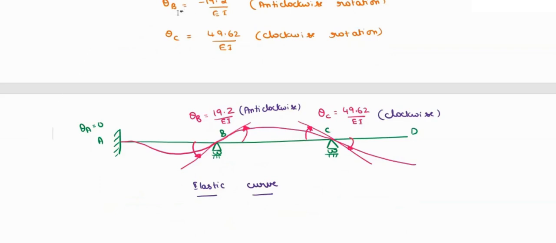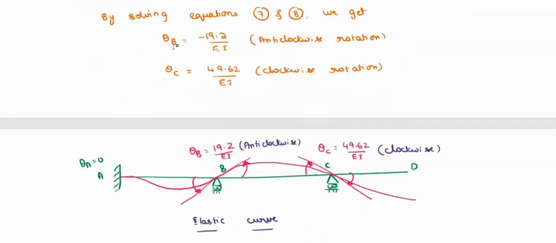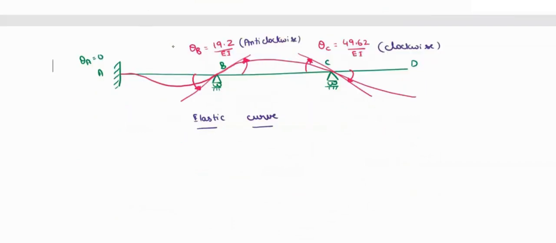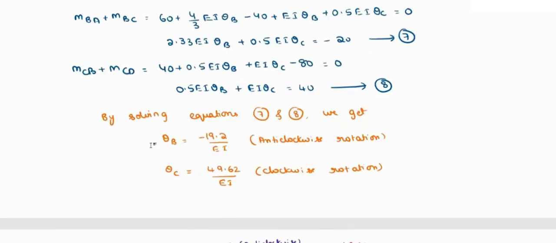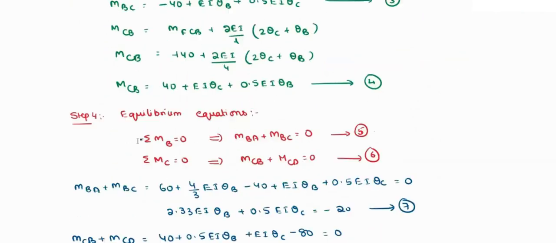Now, by getting these theta B and theta C, now you are going to calculate your final end moment. So here we have seen till equilibrium equations. So next step, what we are going to do is step 5. So that will be your final end moment. So step 5 is final end moments. So how you're going to get your final end moments? So we have here MAB, MBA, MBC and MCB. So by using these equations, you are going to calculate your final end moments. Okay.